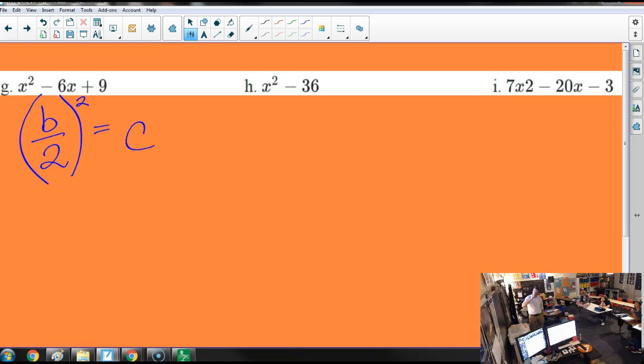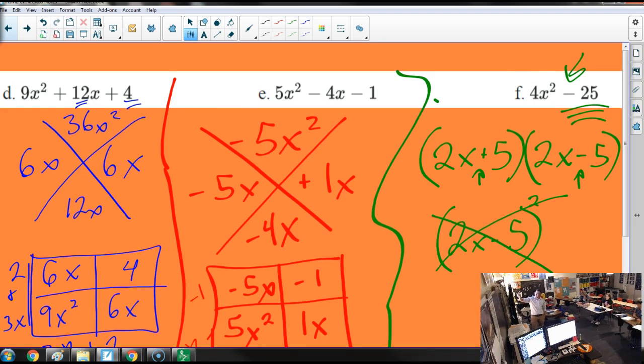B divided by 2 squared equals C. Let's see. You're right. Yeah, that's right. No, that doesn't work. Wait a second. B divided by 2, squared, doesn't work here. No, wait. But 12 divided by 2 is 6, to the second is 36. That ain't 4. But it is 36.